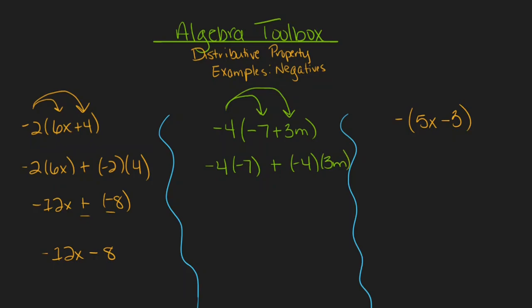So negative 7 times negative 4 gives me positive 28. I'll carry down my addition symbol, and then negative 4 times 3m would give me negative 12m. Again, I see that I have addition and a negative sign right next to each other, so I'll change that into subtraction, so I only have one operation symbol. That means I'll finally show this as 28 minus 12m.